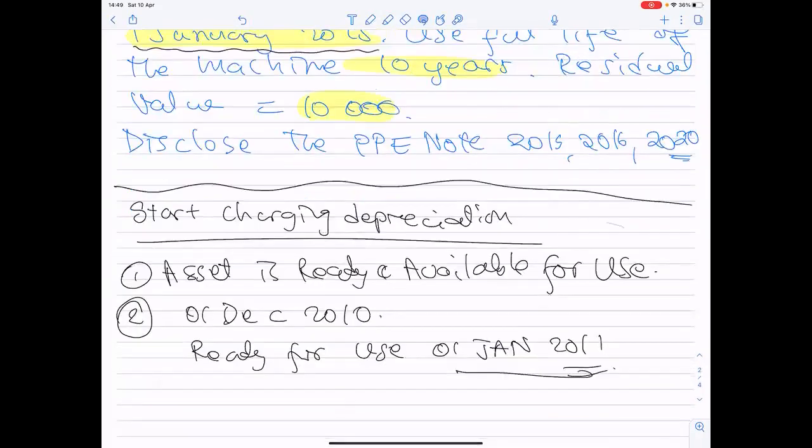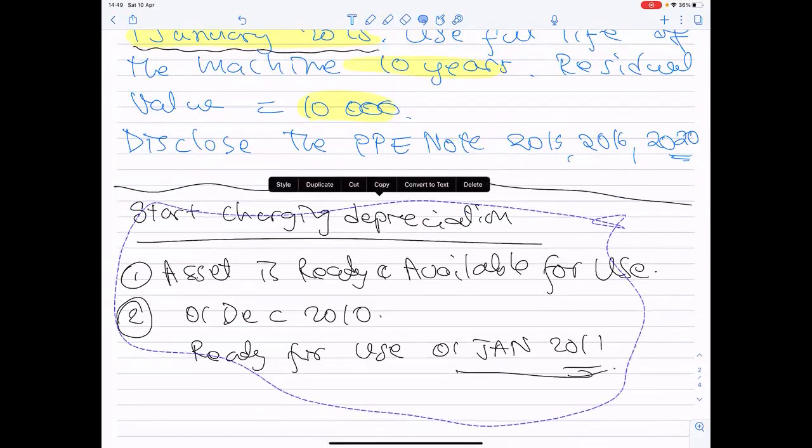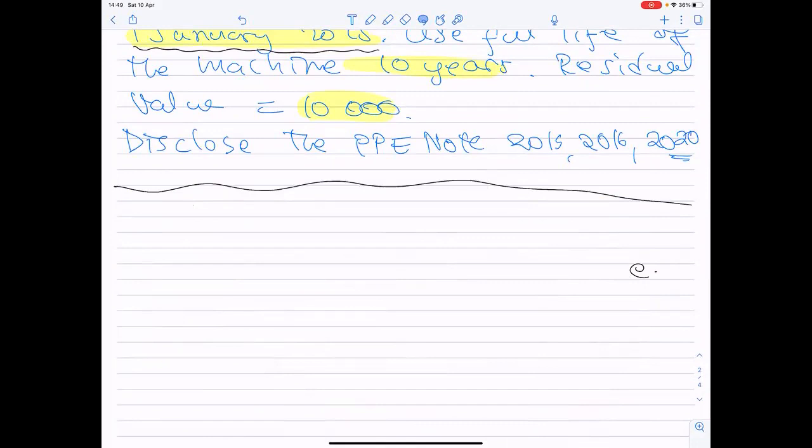Are we together? Now, depreciation has many methods. There are so many methods of calculating depreciation. In our syllabus, we are going to be depreciating our asset based on the useful life of the asset. We can also look at the number of units that will be produced by the asset. Are we together? Those are the ways that we can calculate our depreciation.